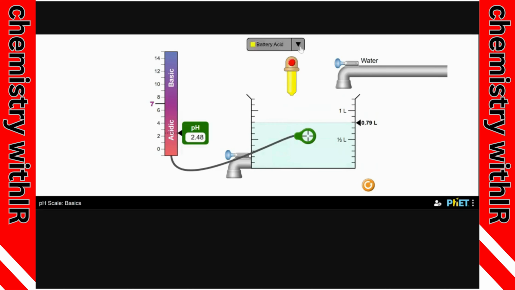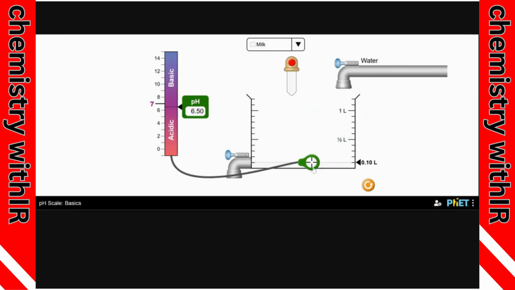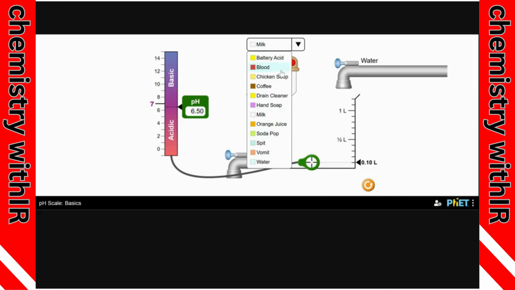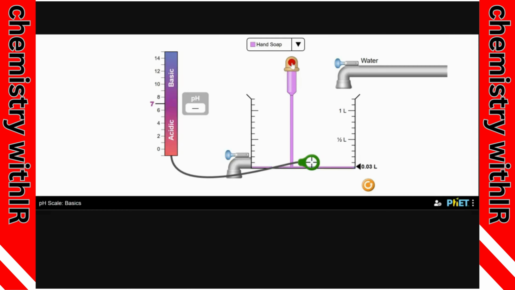Different substances have different pH. Let's suppose we have milk. You can see the pH is 6.5. Then we have, say, hand soap. Of course, you can see the pH would be basic. It's 10. So the pH scale is going to identify which one is a strong acid, which one is a weak acid, which one is a stronger base, and which one is a weaker base. So here is the diagram.